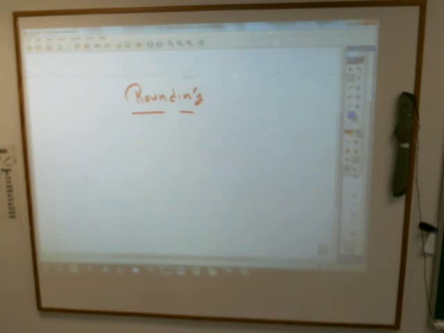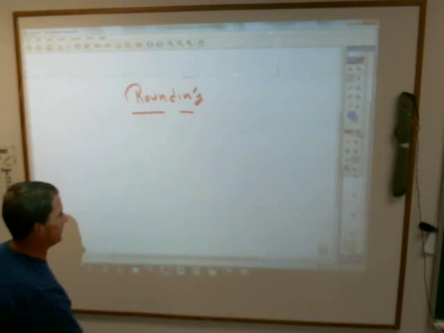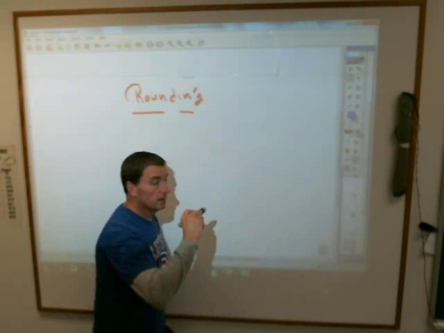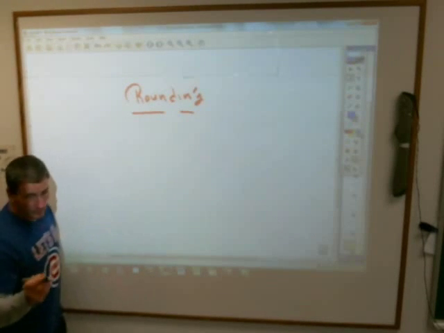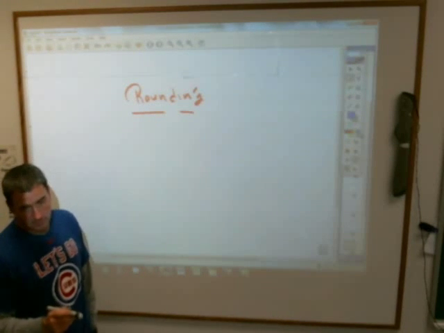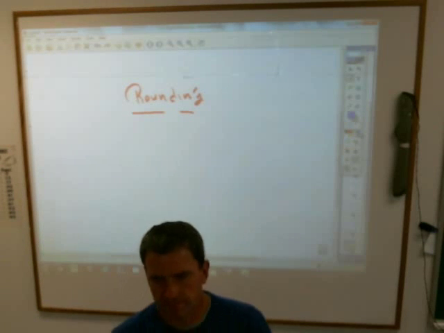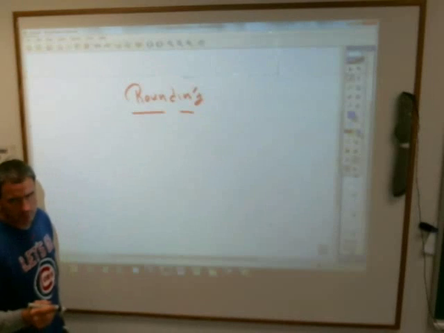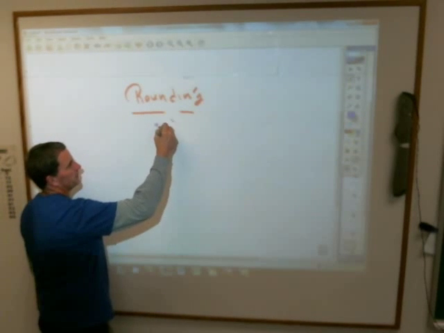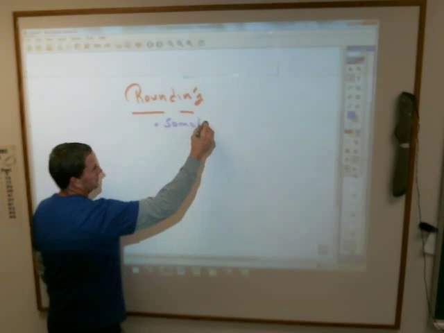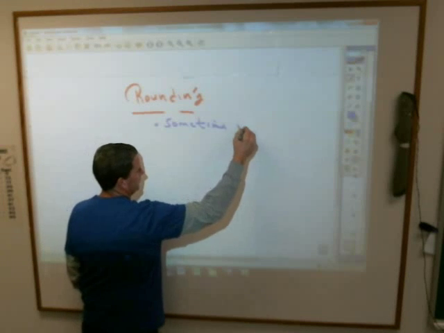We are looking at two different things today. The first one is rounding. What does it mean to round a number? Why do we round numbers and when do we round numbers? Yeah, but why do we do it? Luke? We do it because sometimes close is good enough.